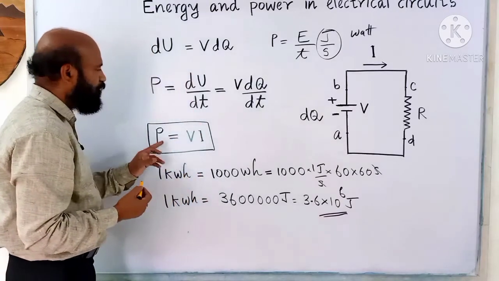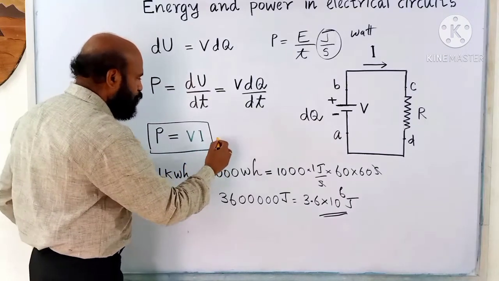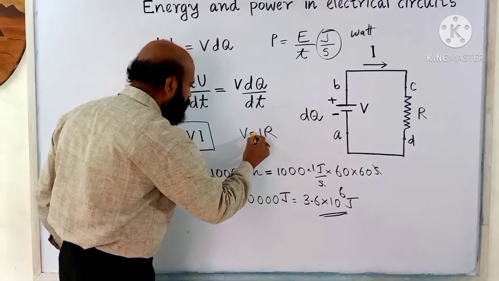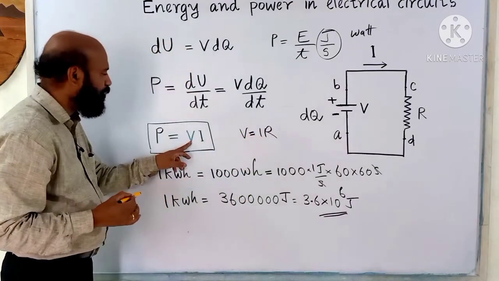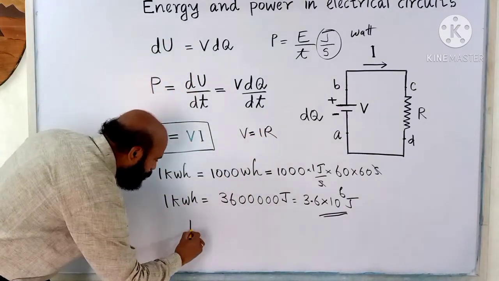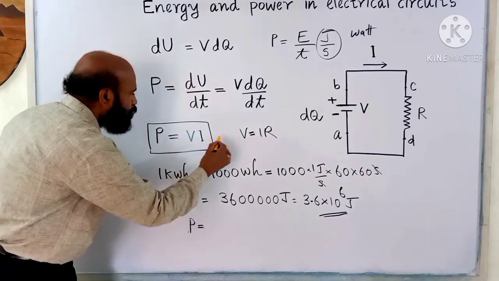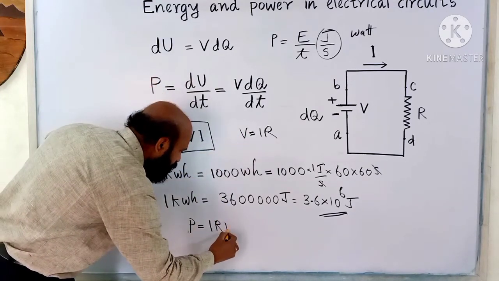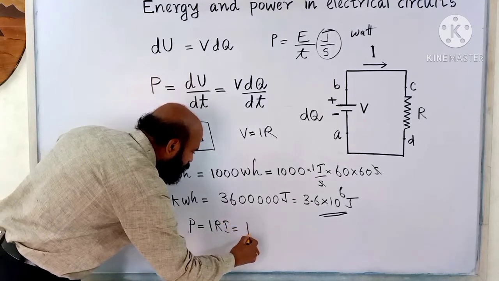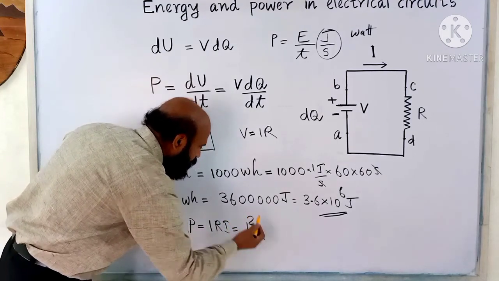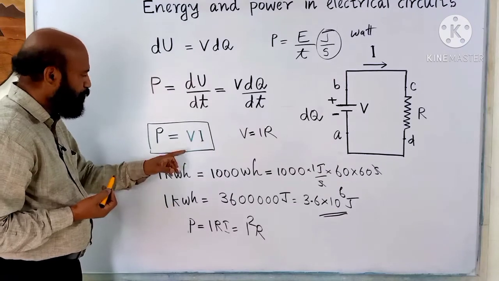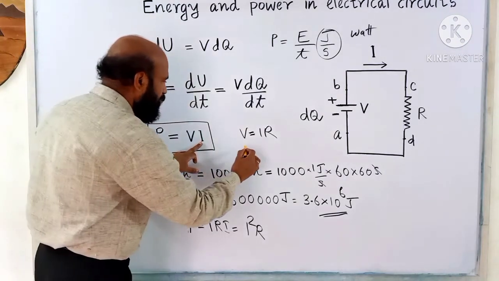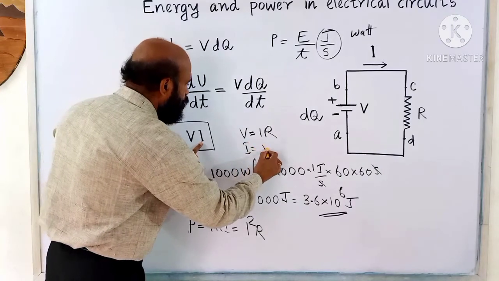Now for this relation we can write like this also. Using Ohm's law, V is equal to IR. For this V you can write IR. So power is equal to, for this V you write IR, and this I. So it will be I square R. Now we substituted for this V, or you can substitute for this I. So I is equal to V by R.